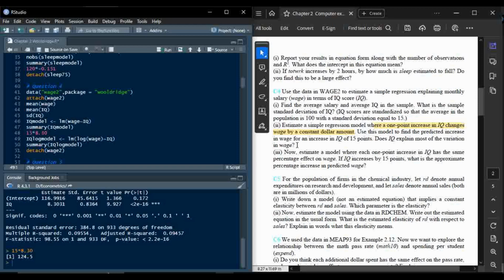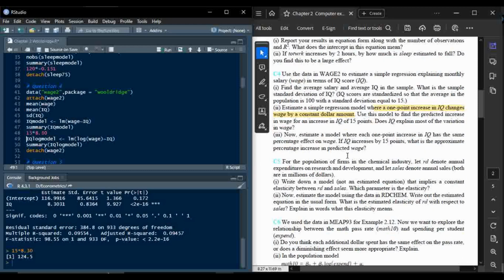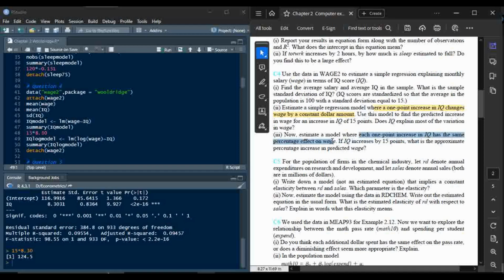So let's go to the next question. Now estimate a model where each 1 point increase in IQ has the same percentage effect on wage. If IQ increases by 15 points, what is the approximate percentage increase in predicted wage? Now read this sentence again: estimate a model where each 1 point increase in IQ has the same percentage effect. So this sentence implies that we have to use a log-level model. We will take the log of the wage variable and estimate log wage through IQ.